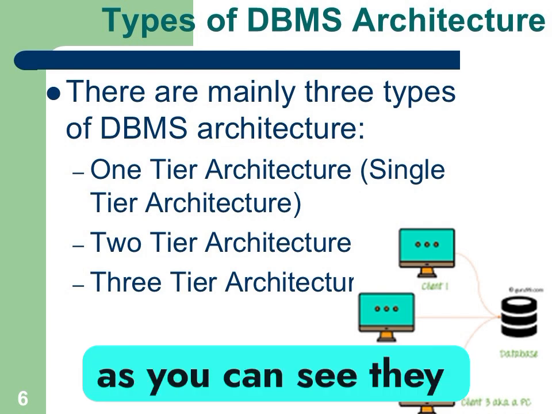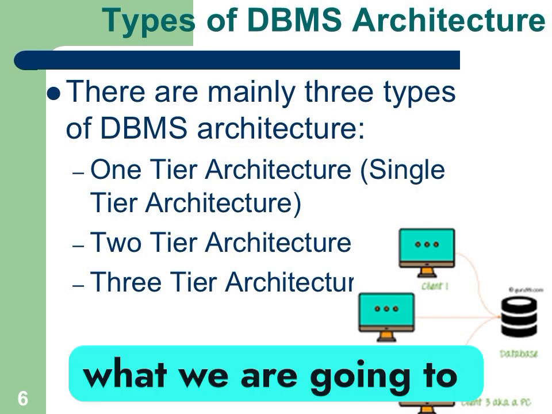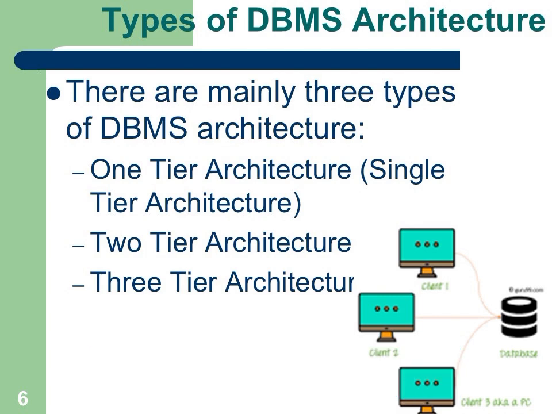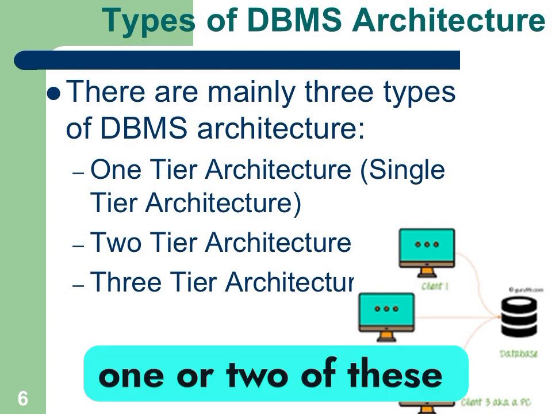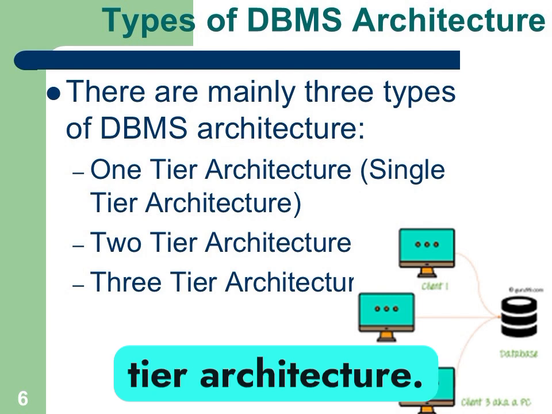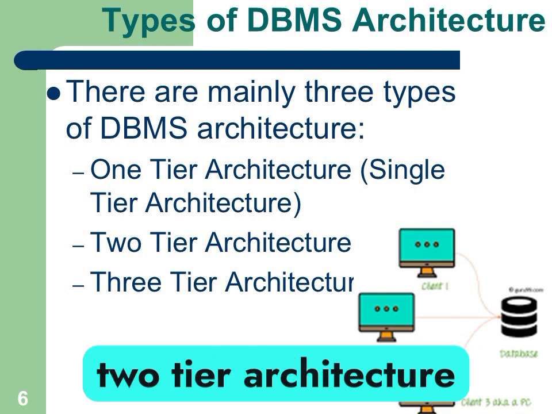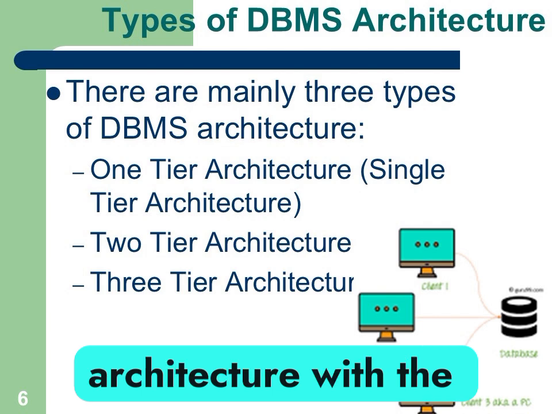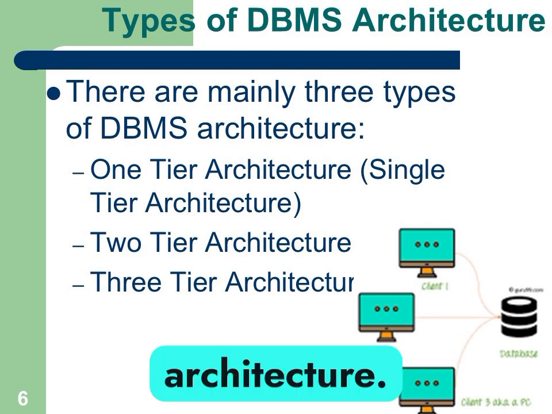But some scholars will also have a hybrid tier architecture. That is not what we are going to concentrate on. We are going to concentrate on the three-tier architecture. Nevertheless, the hybrid tier architecture comprises a combination of these tier architectures: a single tier with the two tier, or the one tier with the three tier, or the three tier with the two tier. That's what will give you a hybrid tier architecture.